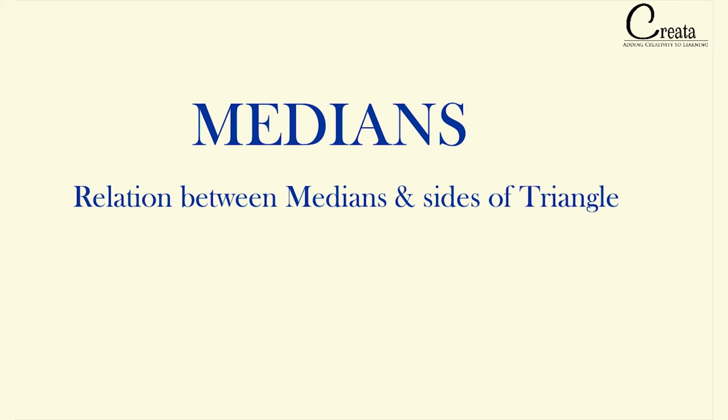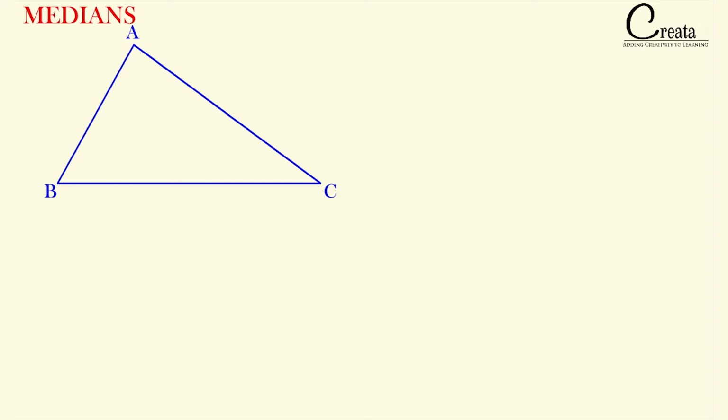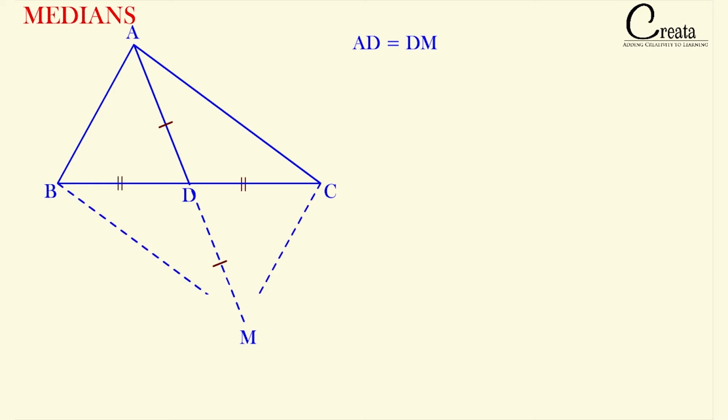For that, let's take a triangle ABC with median AD. We have joined the vertex with the midpoint of the opposite side. I am just repeating the fundamentals. Further, D is the midpoint, so we can say BD is equal to DC. Let's extend the line AD to point M such that AD is equal to DM. We have assumed AD is equal to DM. This will be used. Let's join BM and CM.